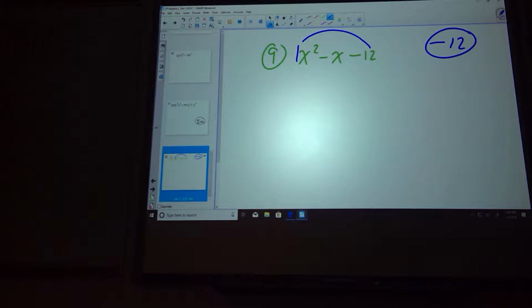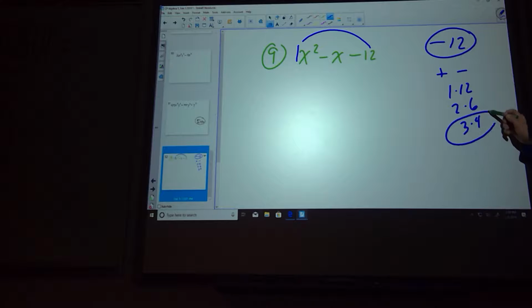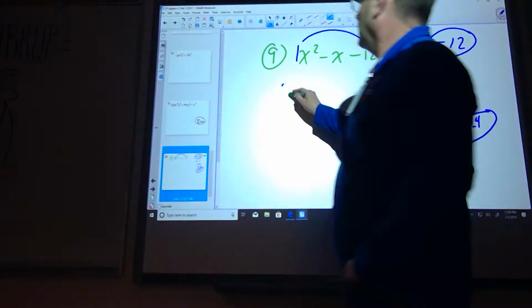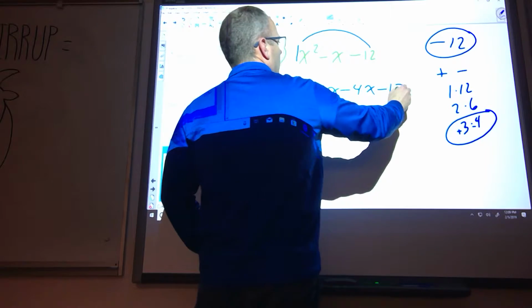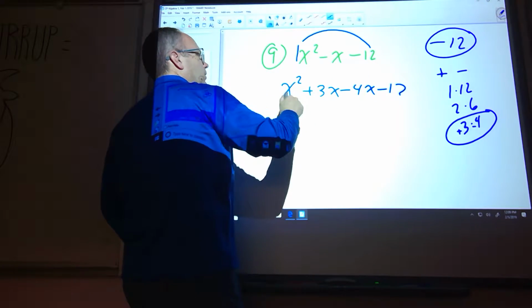So then, what does this tell me about the signs of my two binomials for the answer? One negative, one positive. Okay? So I got 1 and 12, 2 and 6, and 3 and 4. Which of those, one being negative, one being positive, would add up to be that negative 1? 3 and 4. Which one has to be negative? Negative 4. Good. So x squared plus 3x minus 4x minus 12. Again, I could have had minus 4x here, positive 3x here. It's still going to work out the same.